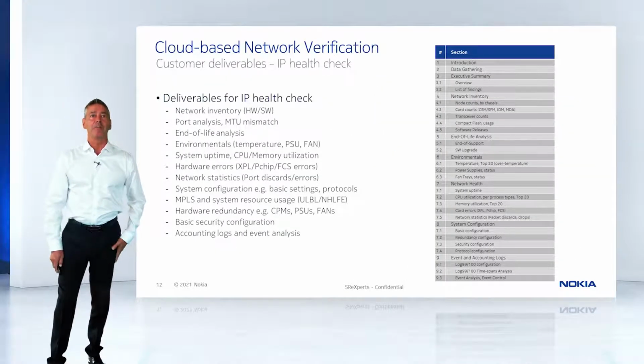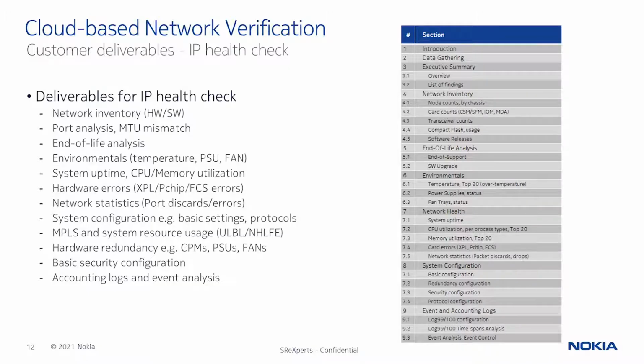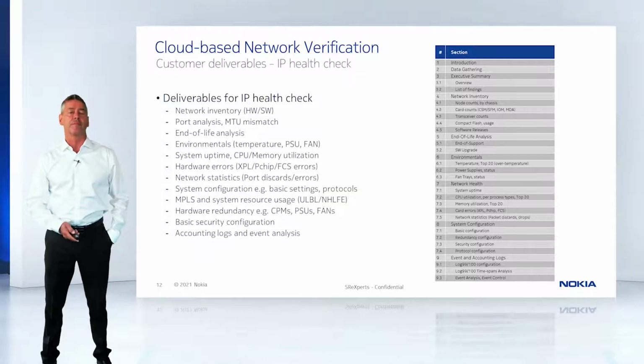So the customer deliverable for IP health check, I already kind of covered some of them, but they're listed here. So it's network inventory of the hardware and the software, port analysis, MTU mismatch, all the end of life analysis, environment and temperatures for the fans and the PSUs, system uptime, CPU memory, hardware errors, network statistics, system configuration. As I said before, it's a long checklist from professional service that we go through. And it'll also tell you the hardware redundancy, the basic security configuration, account and logs, and so on. So this is a really nice report.